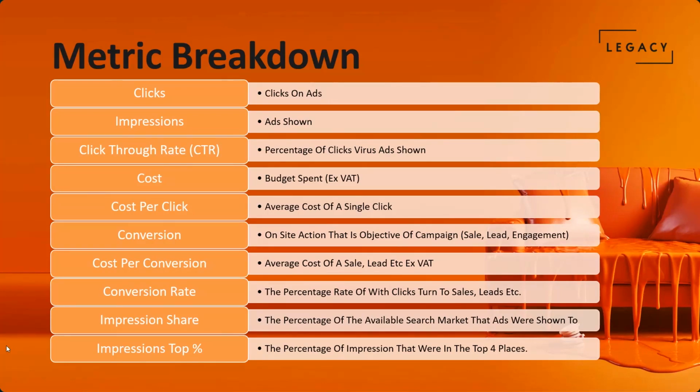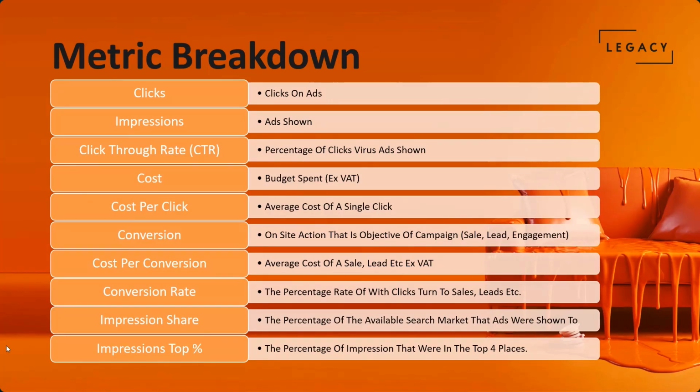ads. It's generally traffic going to your website, is a good way to look at it. Impressions are ads shown. One impression equals one ad shown. Click-through rate, or CTR, is the percentage of clicks versus ads shown. So it's clicks over impressions.